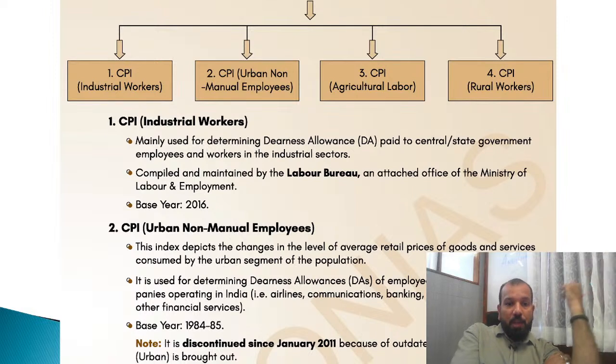The CPI urban non-manual index reflects the change in the price levels of the average retail price of goods and services consumed by the urban segment. Again, it is used for determining DA allowances, for example for people working in some foreign companies, where we use the CPI non-manual employees index. The base year for CPI urban is 2016, and for CPI rural it is 1984-85.